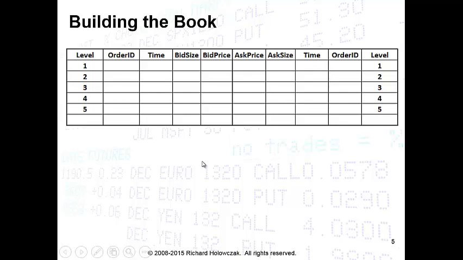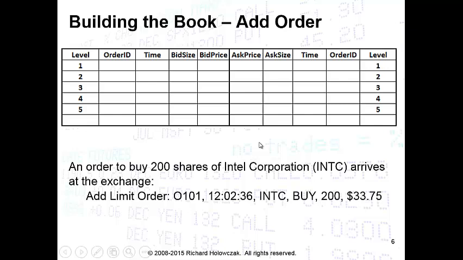So now what I'd like to do is run through the steps of building up an order book. And let's assume that the market has just opened and we have a completely empty order book. There are no buyers, there are no sellers in the market. So the first thing we're going to do is add an order. So a trader will submit an order to buy 200 shares. I think the example here is Intel Corporation.